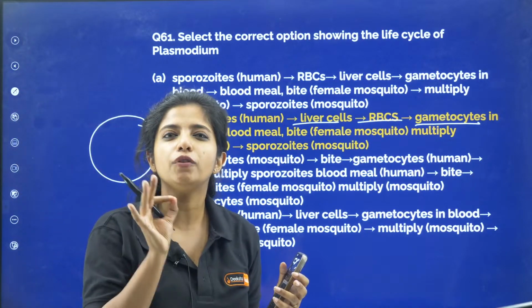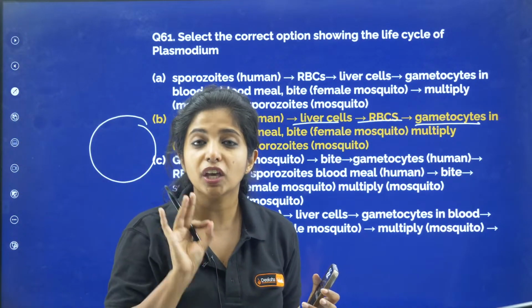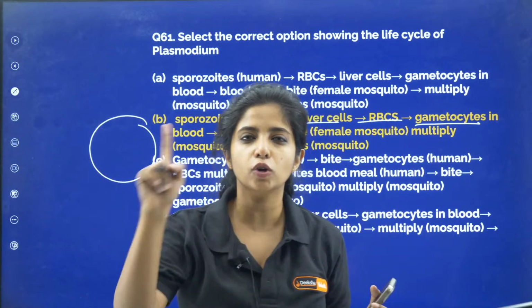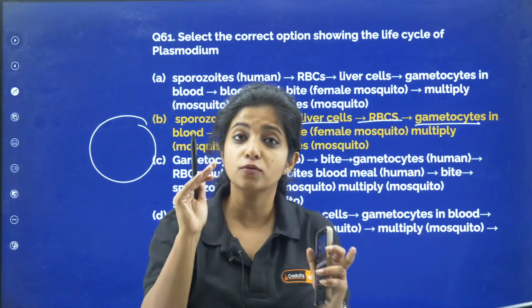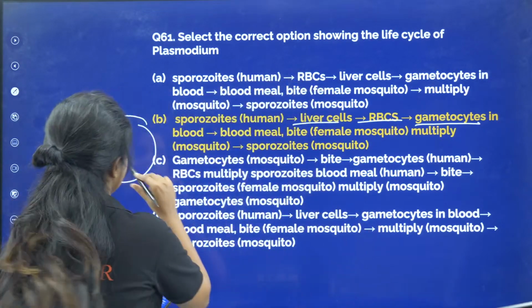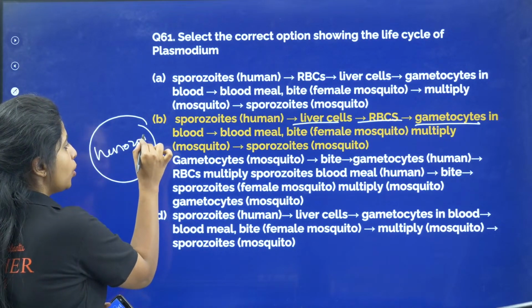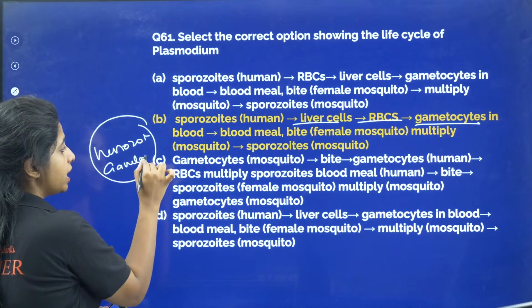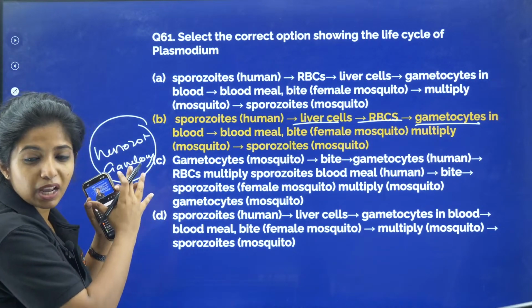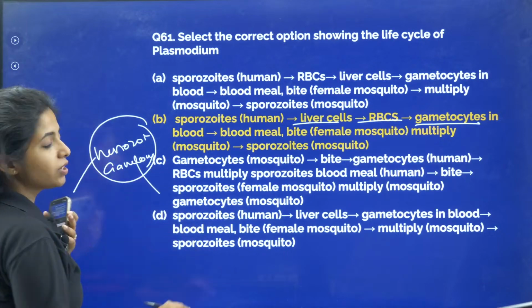The plasmodium is going to feed on hemoglobin, and they're going to break down hemoglobin into heme and globin. Heme is very toxic for them, so they convert it into what? Hemozoin. And inside that, what do you have? You have the gametocyte stage also. Now what will happen? After some time, this will rupture. Both hemozoin and gametocyte are released.